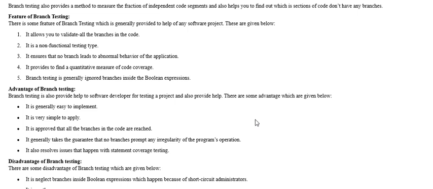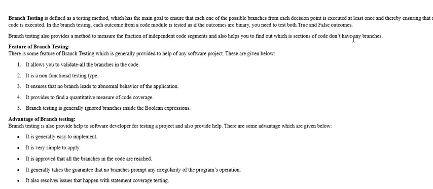Today, we'll continue with our topic. In my previous topic, we discussed what branch testing is. We will review it today. Branch testing is a testing where the main goal is to ensure that every possible branch from each decision point is executed at least once. In branch testing, the code module is tested and the outcomes are binary, meaning true and false both, and we are testing both the outcomes, true and false.